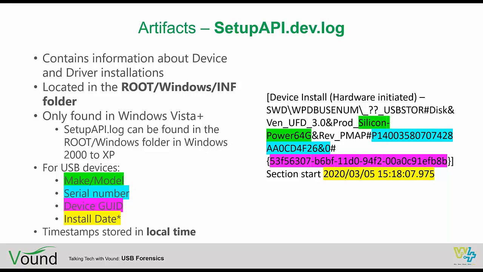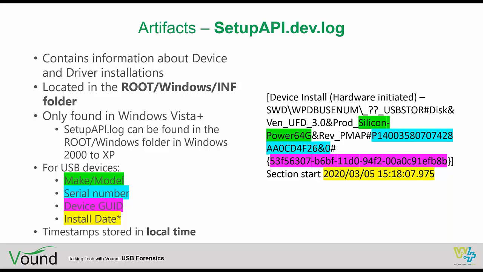So now I'm going to go over some of the artifacts. The first one is the SetUpAPI log. This file contains information about device and driver installations. It's used by Windows for debug and troubleshooting purposes. Lucky for us, some of the devices logged in this file include USB devices. The file is located in the root/windows/inf folder. It's only found in Windows 7 and up.